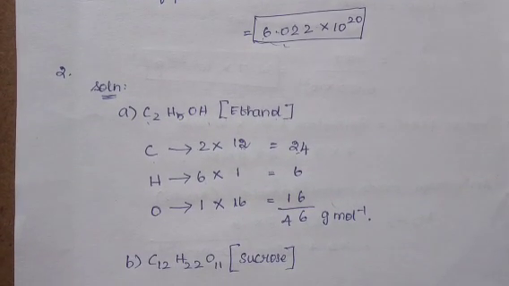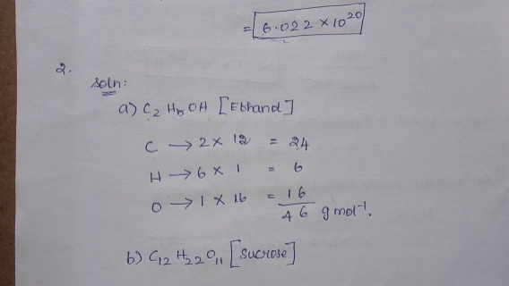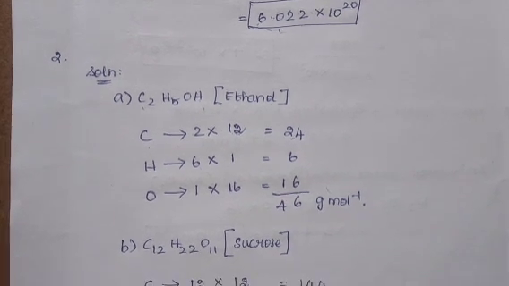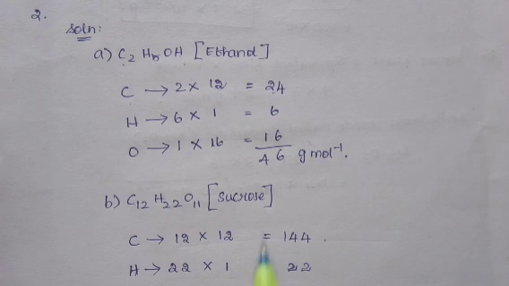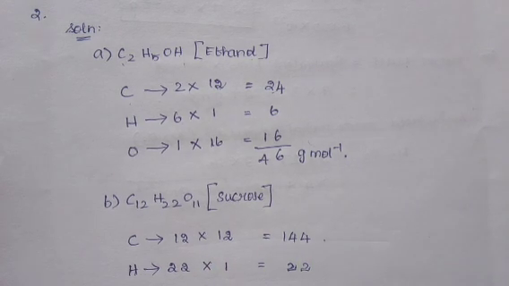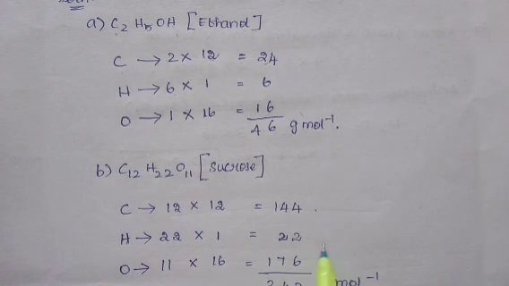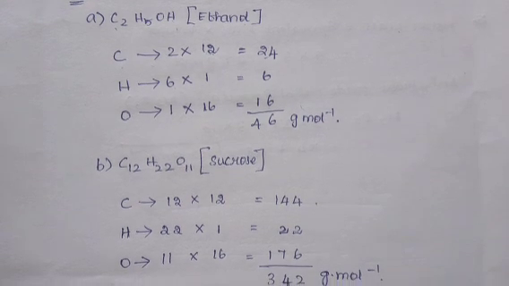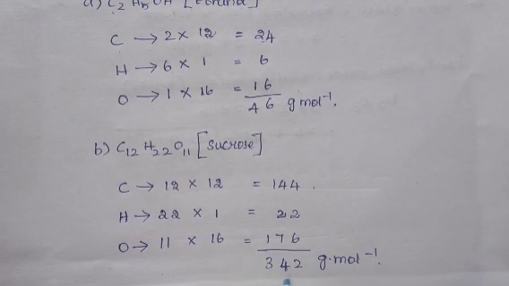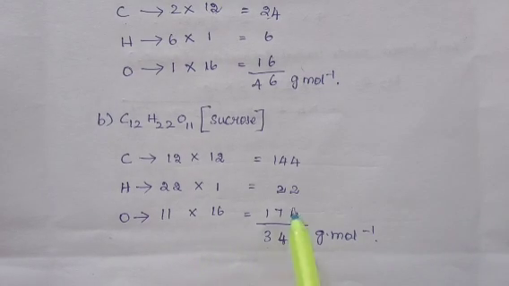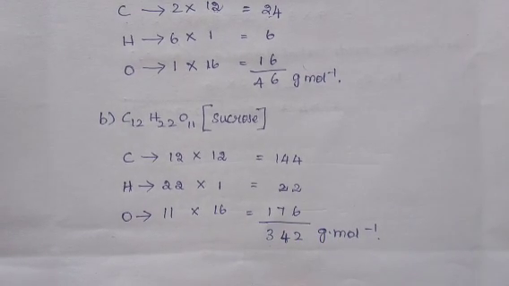Next, the second one, B, C12H22O11, sucrose. So for C, 12 into 12 is equal to 144. Next, 22 into 1, here they have given 22, so 22. Next, 11 into 16, 176. So by adding these we get a total of 342 gram mole power minus 1. So we have completed the second question. Now moving on to the third question.